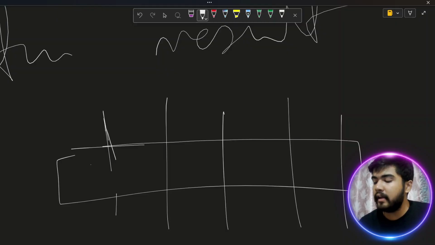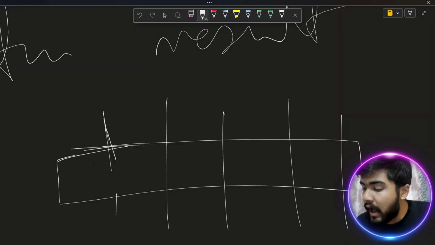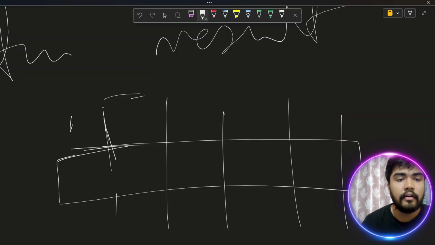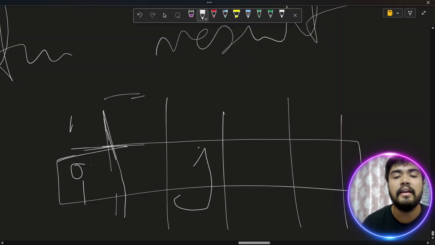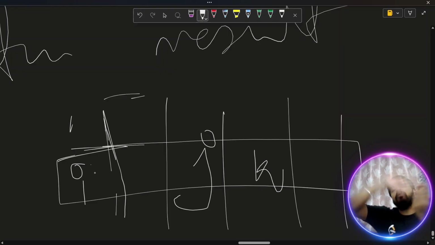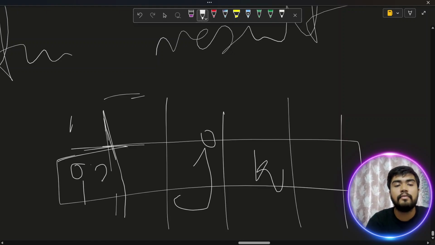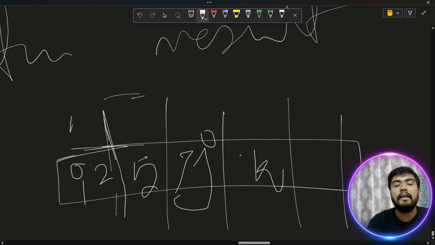Let's suppose you choose your i pointer at this index, you choose this index as our jth index, and this is our kth index, right? And let's suppose the array is monotonically increasing. So let's suppose it is 2, 5, 7, 9, 12, and let's suppose 15, something like this.